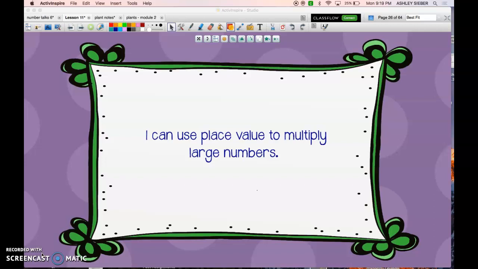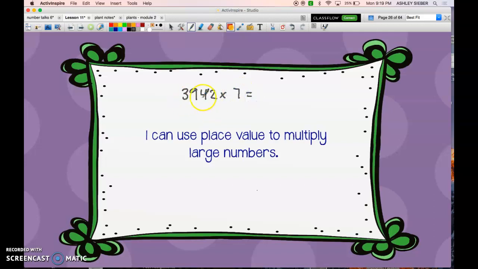Today we're going to keep practicing multiplying large numbers using place value. Yesterday we worked with 4-digit numbers times a 1-digit number, 3,942 times 7. So today we're going to work with 2-digit numbers times 2-digit numbers. We're going to use the same method, the area model. For this lesson, you're going to need your whiteboard, your marker, math journal, and pencil.